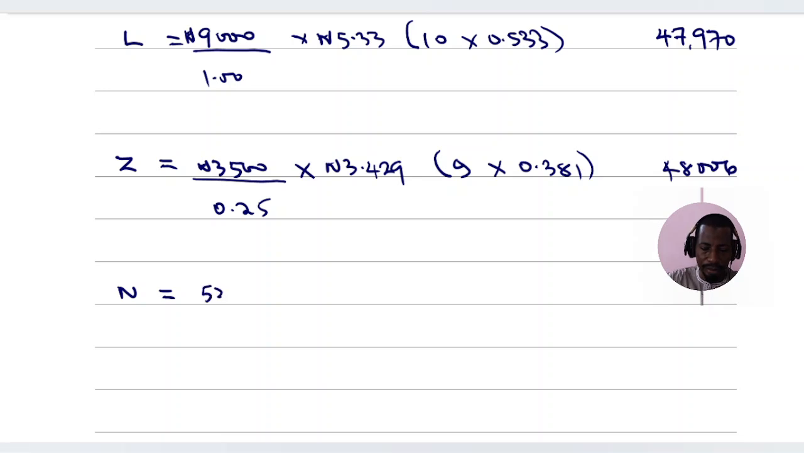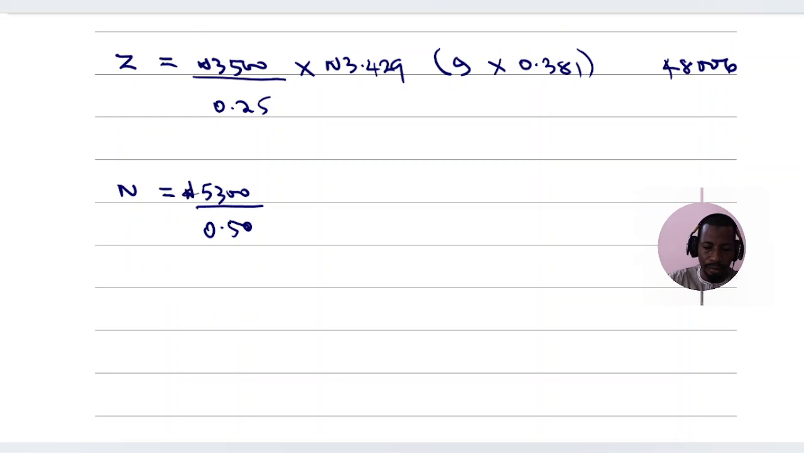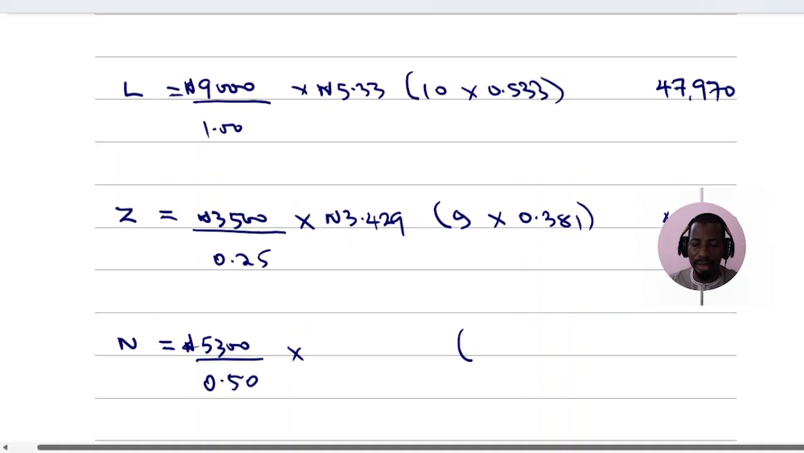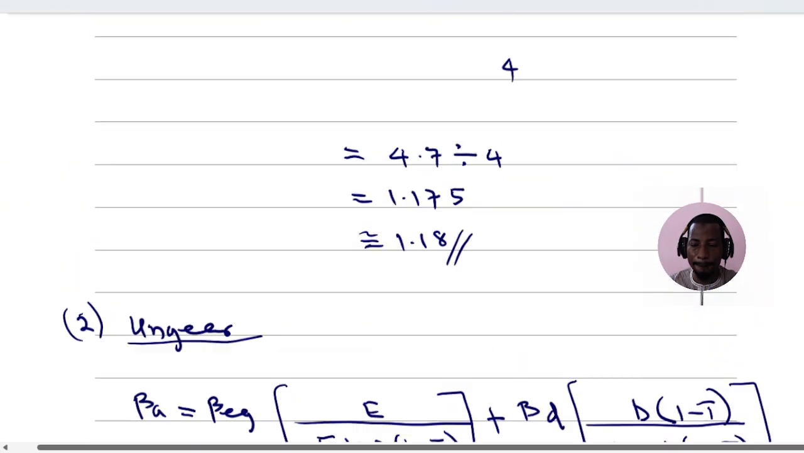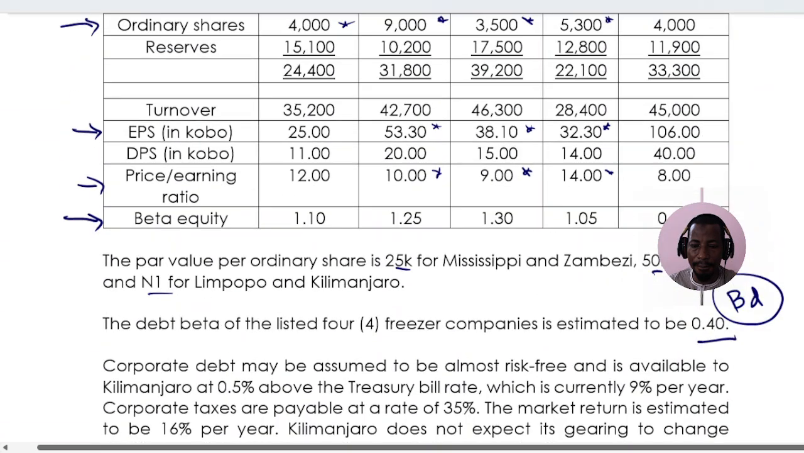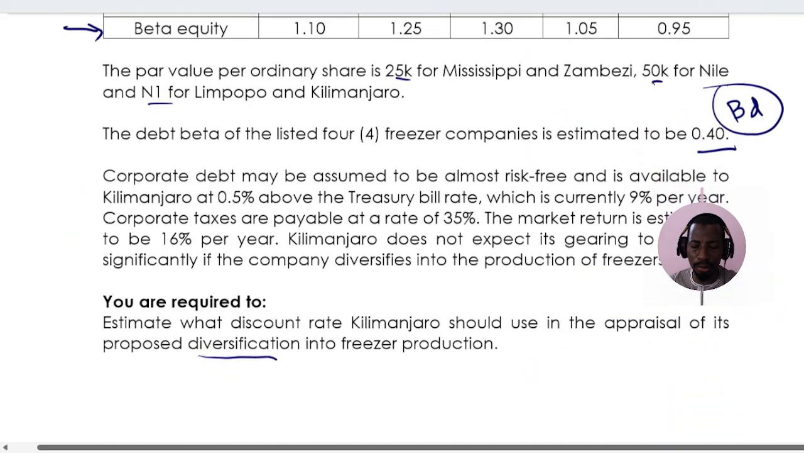53 divided by 0.50. Multiply by share price, I don't know. So let's calculate that. What's earning per share of Nile? Earning per share of Nile is 32.3. Then price earning ratio is 14. So 14 multiplied by 32.3.